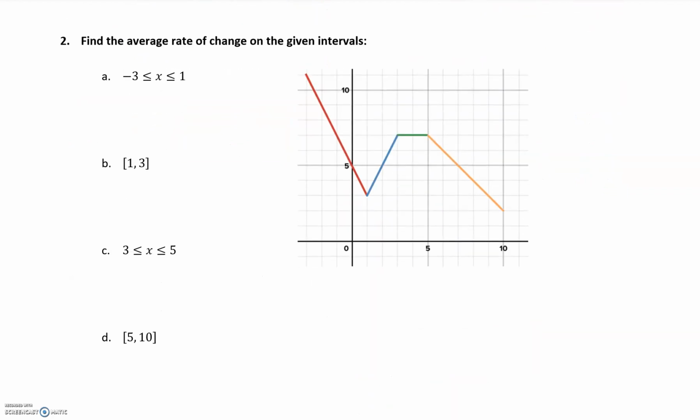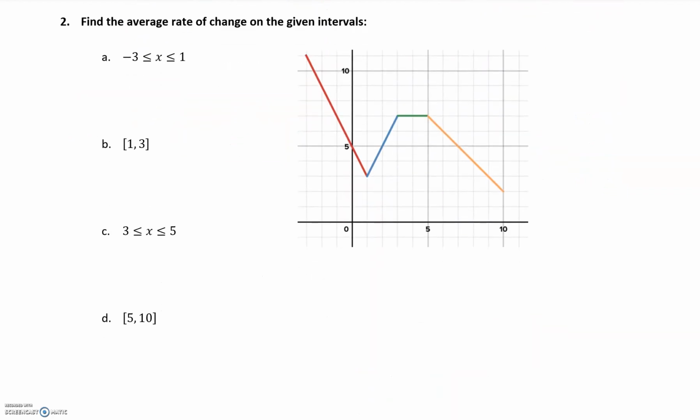All right, now let's look at the other type of example. This is from a graph, and we're giving you certain intervals. So I'll do the first 2, and then you're going to try the next 2 on your own. So on the first one, remember, if we have a graph, we can just count rise over run.